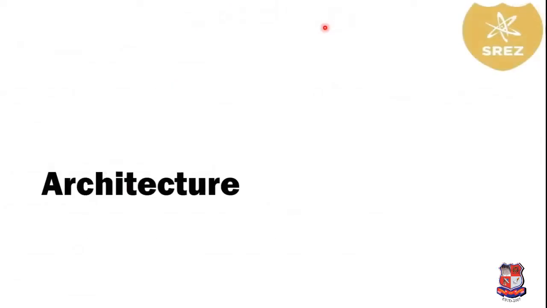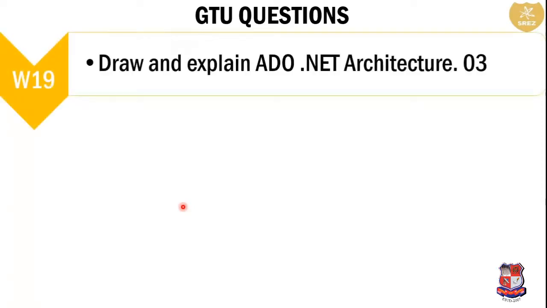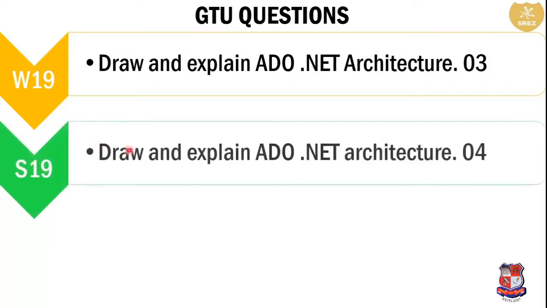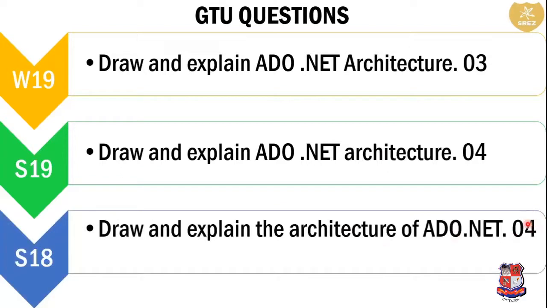Now we will study its architecture. Okay, so now we will study the architecture of ADO.NET. Before that, we will see some questions asked in previous years by the GTU. In winter 2019, they asked draw and explain ADO.NET architecture in 3 marks. In summer 2019, they again asked the same question in 4 marks. In summer 2018, they again asked in 4 marks. So 3 or 4 marks they asked this question repeatedly, year after year. So each year one question will be asked about the architecture of ADO.NET.